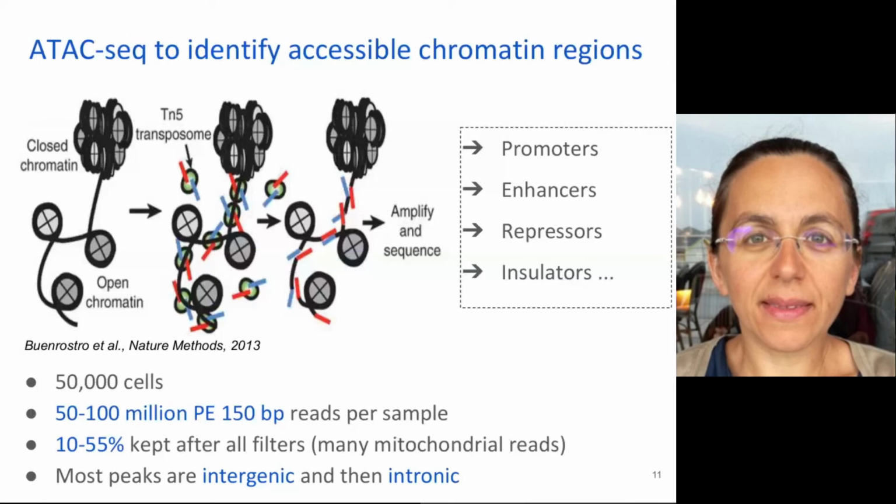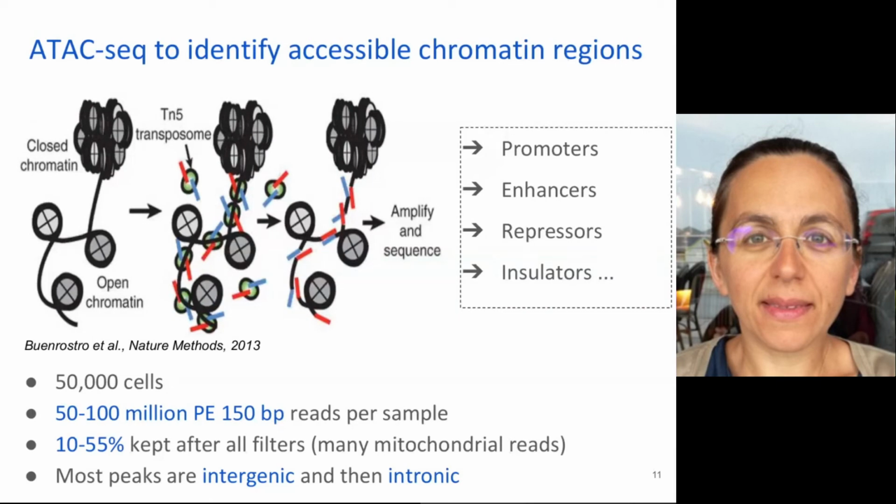So basically, it takes the DNA and cuts it where it's open with an enzyme, a transposase. At the same time as this enzyme cuts, it introduces the oligo for sequencing. This is to identify promoters, enhancers, repressors, insulators, etc. We did it starting with about 50,000 cells, with quite nice sequencing depths of between 50 and 100 million paired reads of 150 base pairs per sample.